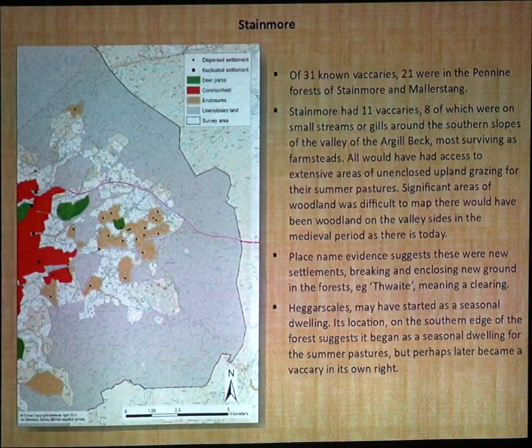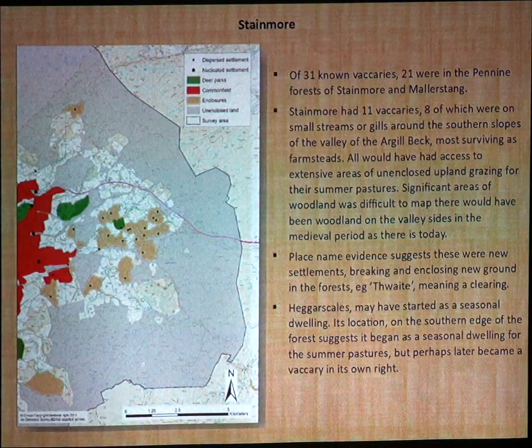And then again, going back to Stainmore, the entire settlement pattern, there's some modern maps in there, but the entire settlement pattern is based on this early pattern of vaccaries that were scattered around the head of the valley going up onto the pass.